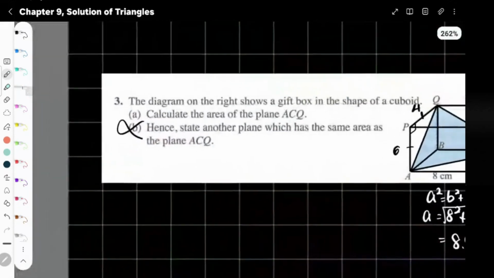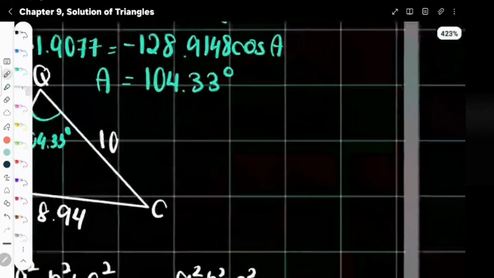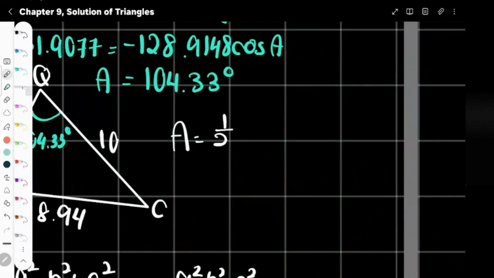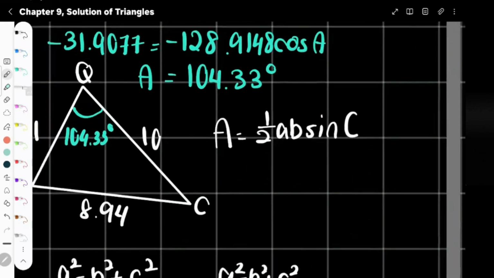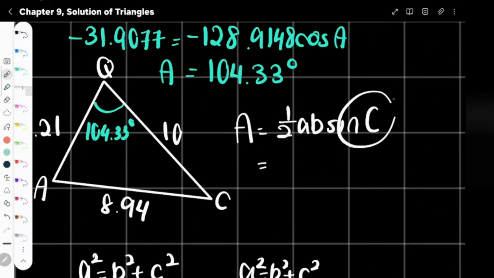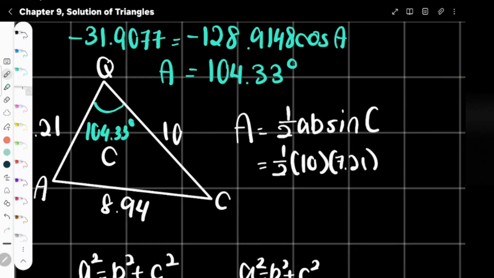Now we can use the area formula. Why? Because they asked you for the area, right? So let's use the area formula. So area formula is 1/2 AB sine C. So sine C, you have to put the degree, right? So if this is C, this will be C. So you cannot use this value here. You cannot use this value, okay? So you have to use 7.21 and also 10. 1/2 times 10 times 7.21 sine 104.33. Ta-da! That's all. It's very simple actually.